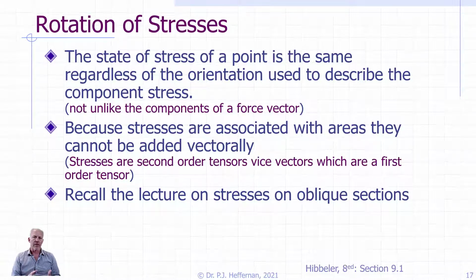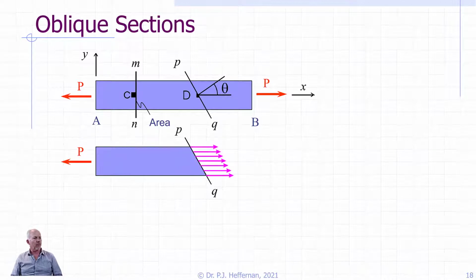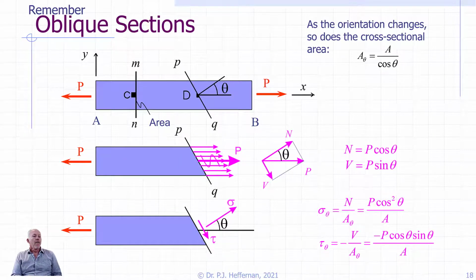And very specifically, stresses are a second order tensor as compared to vectors, which are forces, which are a first order tensor. So recall we talked about oblique sections before, so some of this should be just a review for you. And so if I bring up what we talked about in oblique section, we see that we were able to take this axial load and determine that some combination of normal force and shear force, or normal stress and shear stress, would describe that same condition at different orientations of theta.